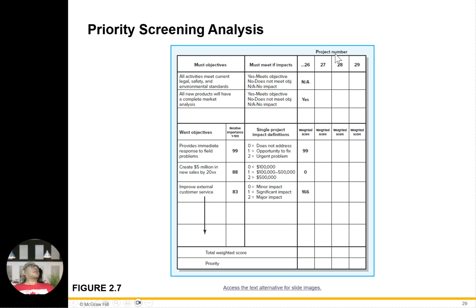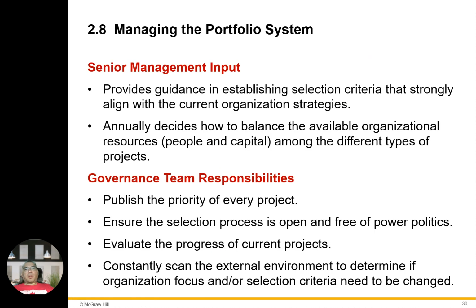Project screening analysis. Example here. Must objective: all activities meet current legal and safety environment standards. Yes or no? Only product will have complete market analysis. Yes or no? Yes. And then you have an objective here. What is the objective? Is this responding? Importance. Create 5 million new sales. Improve external customer service. Total weighted scores. So this is the priority screening list. This is a typical given chart, the table that you have to complete.